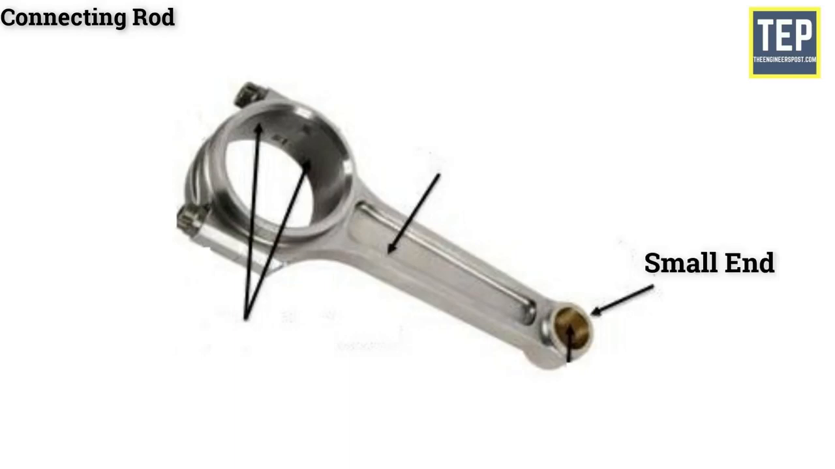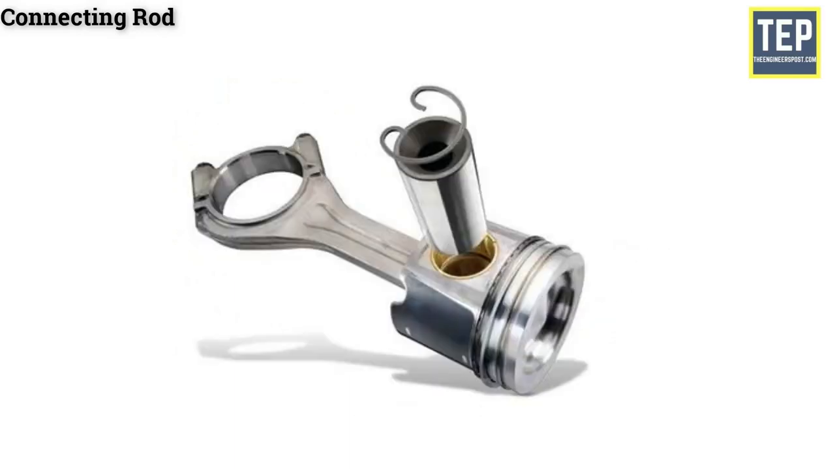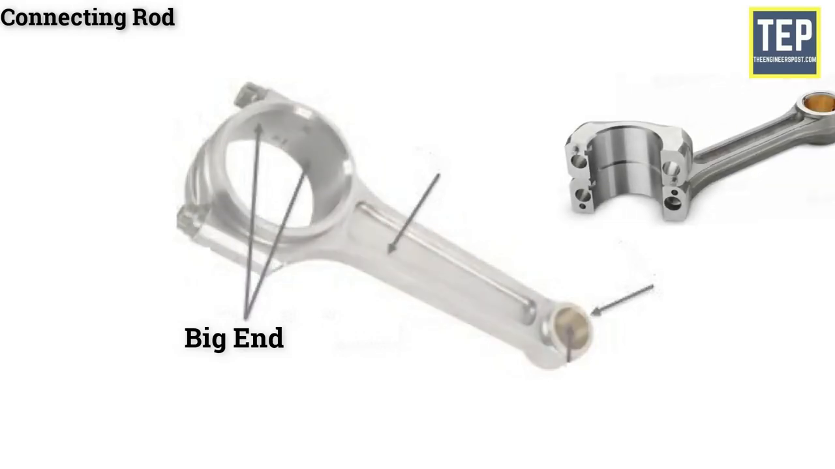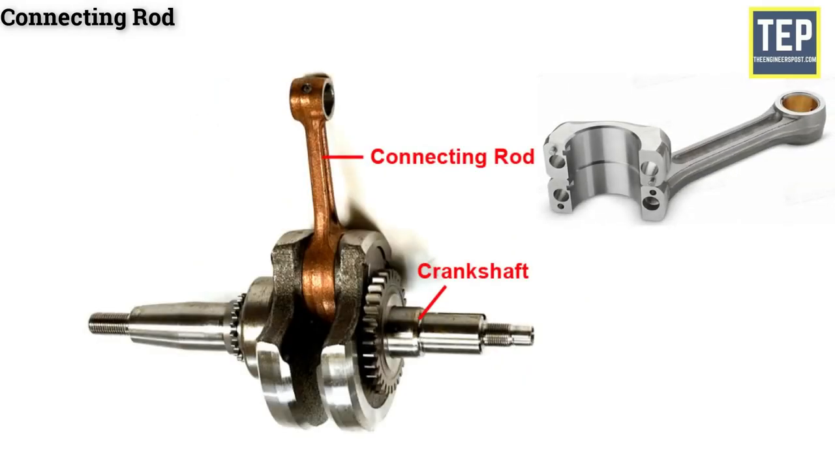The small end of the connecting rod has either a solid eye, used to connect the piston by the piston pin. The big end of the connecting rod is always split, and it is used to connect the crank pin of the crankshaft.